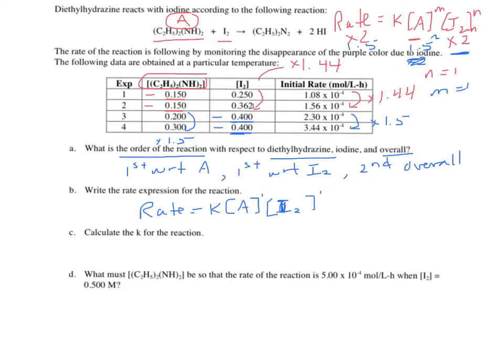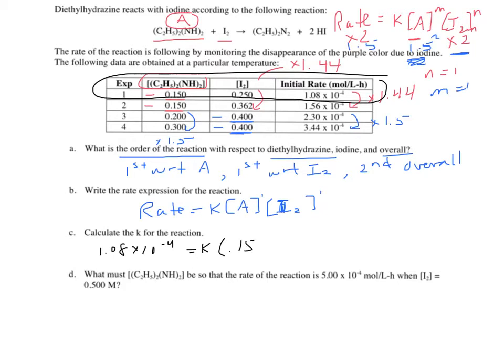So then if we want to calculate K, we just go ahead and plug in. I'm going to pick experiment 1, all this data right here. So 1.08 times 10 to the minus 4 is K times 0.15 times 0.25. And if you do that out, K becomes 0.00288 liters per mole per second. And again, we can talk about how to find these units in a nice shortcut, or you can do them out every time if you want to.